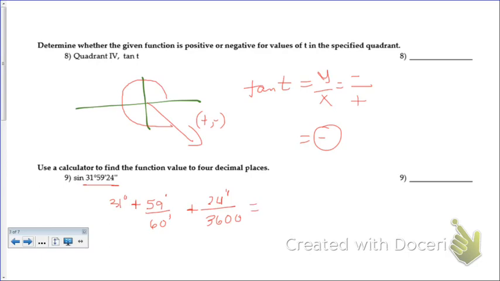And that gives me about 31.99 degrees. So I'm going to take the sine of 31.99 degrees, and that's 0.5298. Just use your calculator for that.